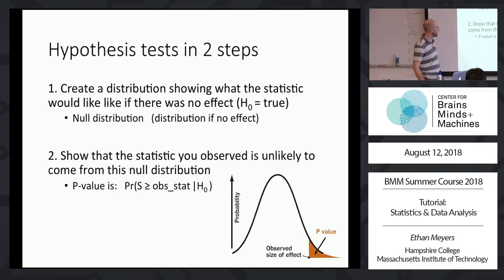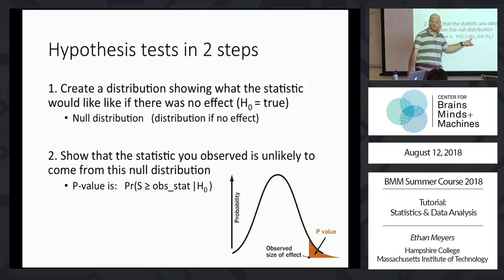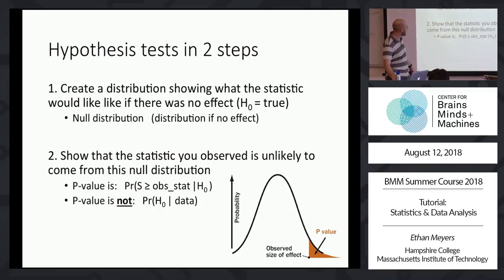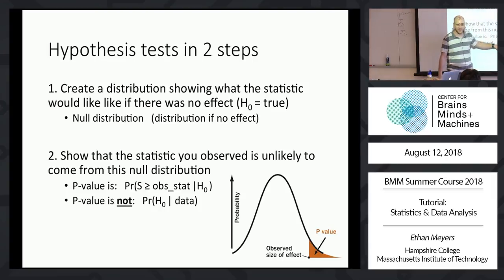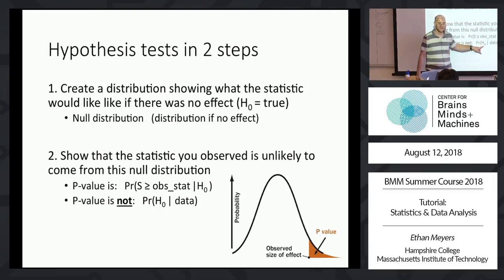Right, so this is just writing mathematically. It's the probability that a random statistic from your null distribution would be greater than or equal to your observed statistic. It is not the probability your hypothesis is correct, right? If you want that, you need to use Bayesian inference. And that's tricky, because then you have to make some assumptions about your prior.